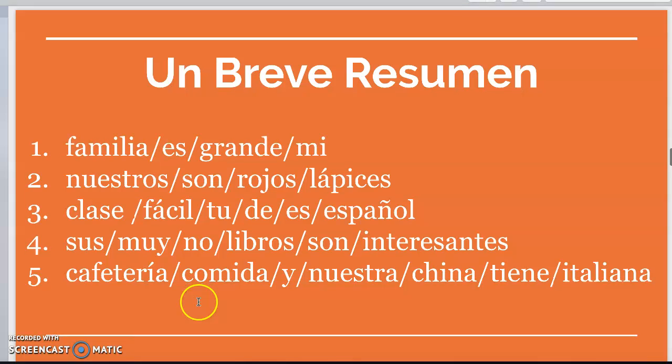Okay, this is making sentences, so I would like you to do this right now. Take out a piece of paper or take out your iPads and get onto a Google Doc. You can share the document with me, or you can do it on a piece of paper and send me a photo of your paper when you're done. So either way, everybody's working. The title of the slide here, un breve resumen, is just a short review. Let's try to take words and put them in the correct order to formulate a sentence.